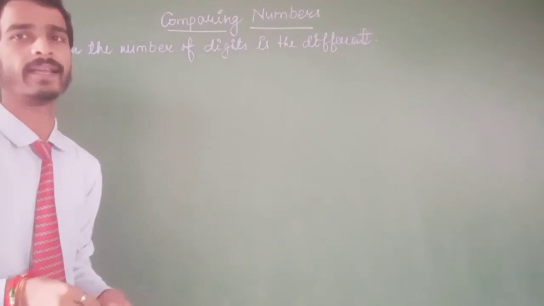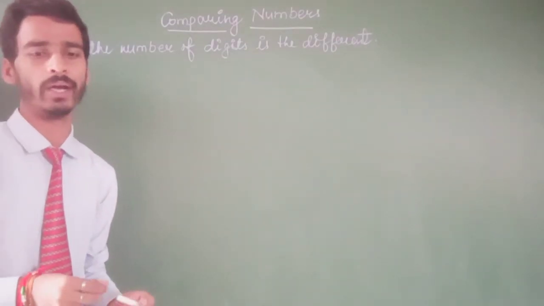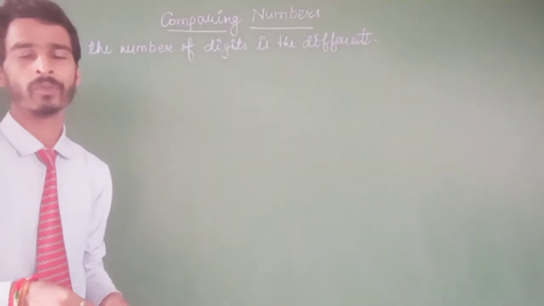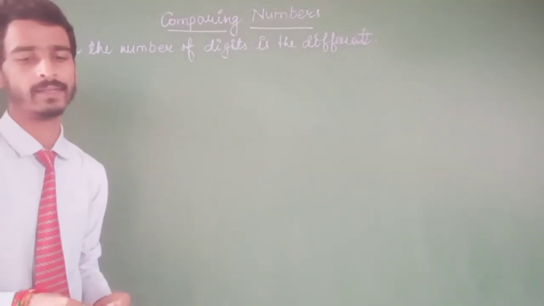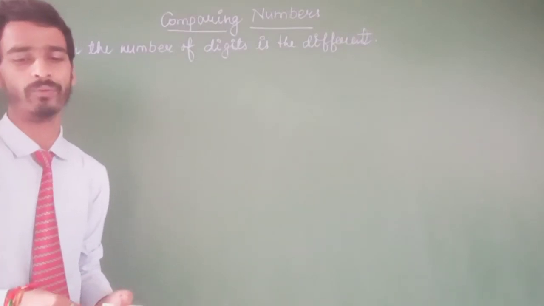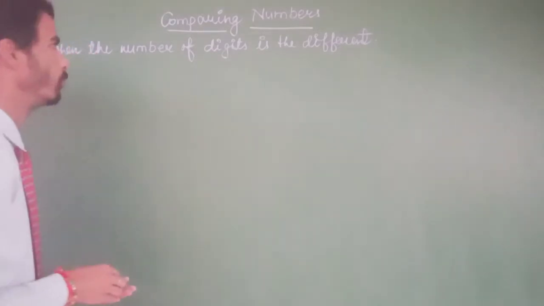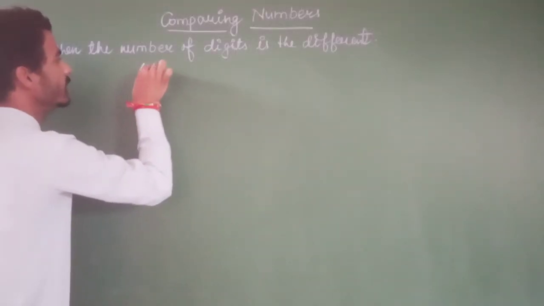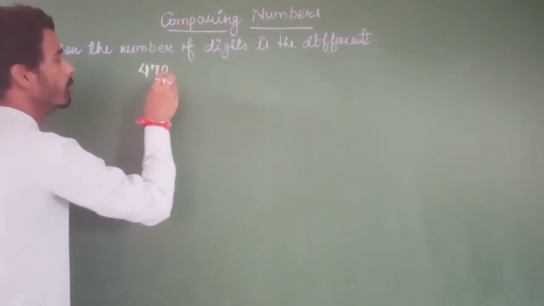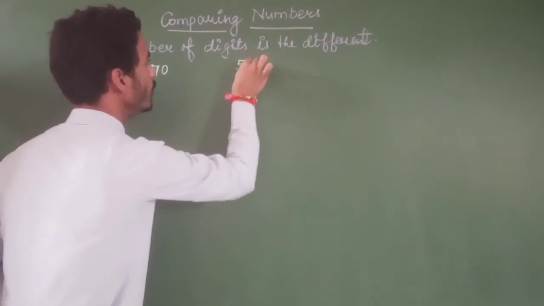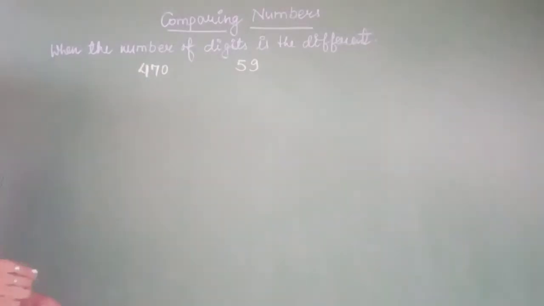So here is an example. Jumbo has 470 bananas and Mambo has 59 bananas. Who has more bananas?